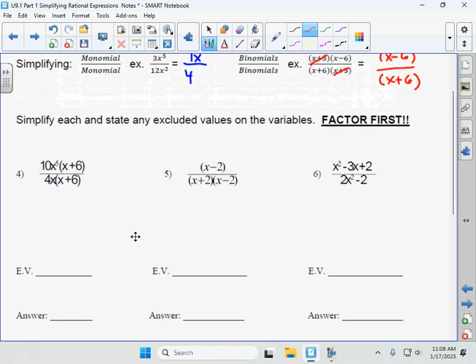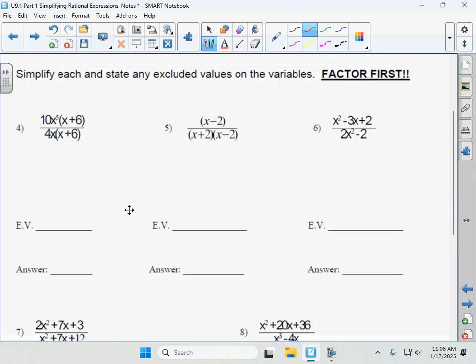All right, so let's go ahead and simplify each of these, and then we're going to also state any excluded values. All right, so the first step is always try to factor. Factor the top, factor the bottom. That's always step one. Sometimes the problem's already going to be factored for you, and that's great, just saves you a step. But if it's not factored, then you have to factor it.